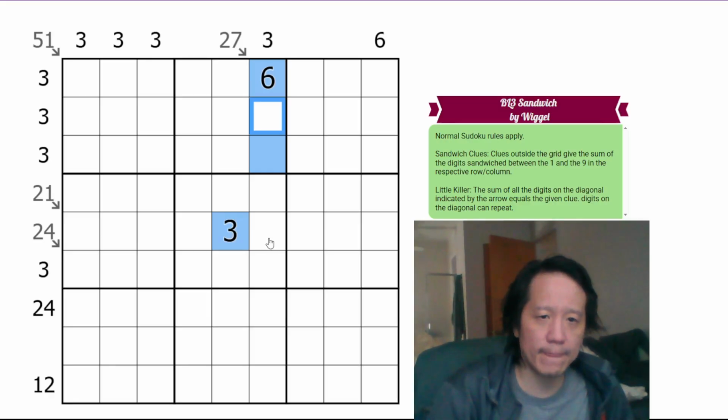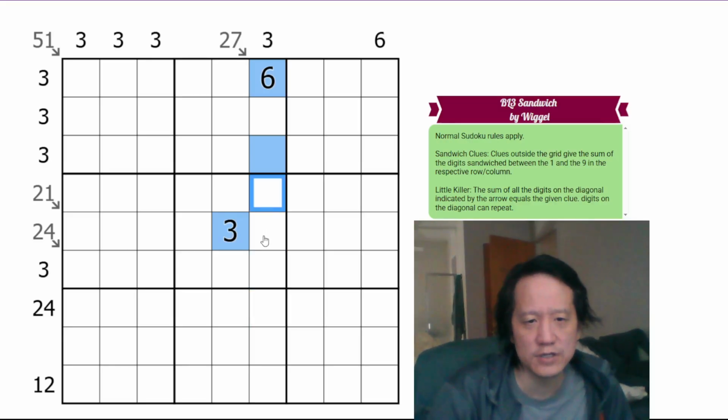Cannot be crust here, because that would be crust here and crust here, or crust here and crust here, and 3 would have to be one of these two digits, which is not allowed. So this cannot be crust. So this could be crust with that. This could be crust with that. And those are the possibilities.